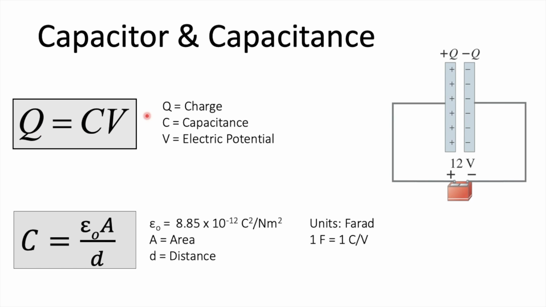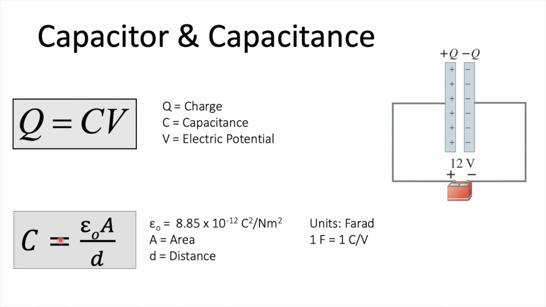Again, charge Q equals CV. This is the most standard equation in capacitors. And C here is the same C as here. The capacitance of the capacitor depends on the area and the distance. The unit of capacitance is farad, F-A-R-A-D, and its symbol is just capital F.